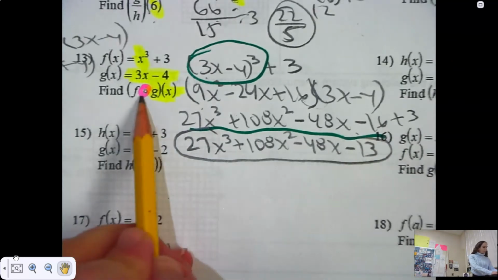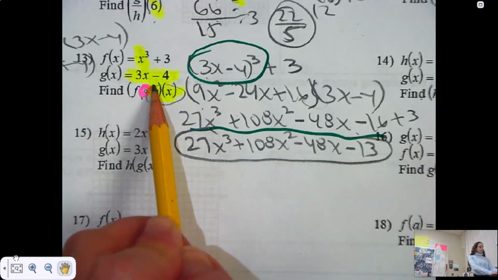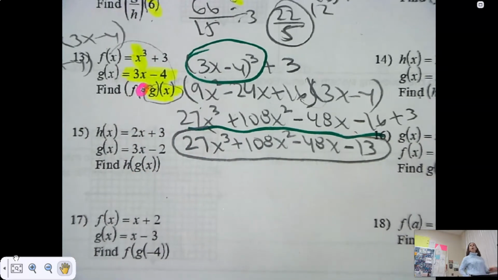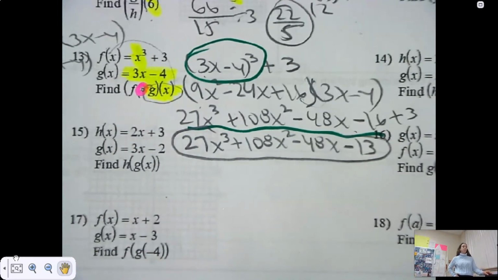When you see this open circle, it means you take whatever this is and plug it in for f. There will be a lot more of this practice in the Zooms, so I really suggest you practice or make sure that you show up and get that clarification.